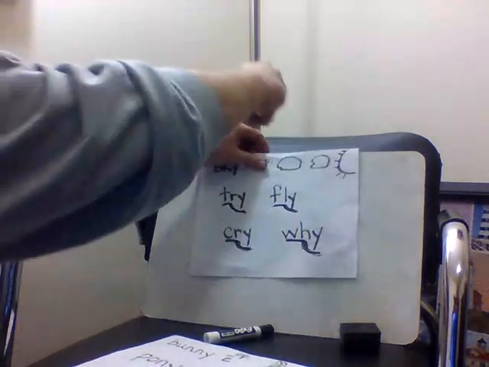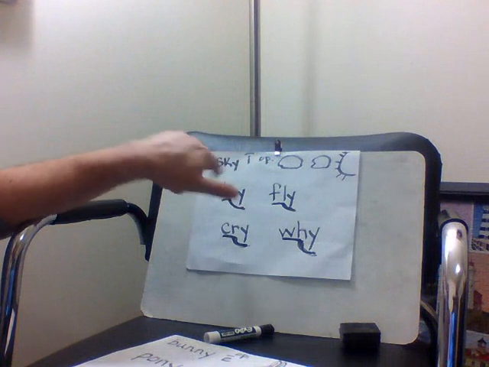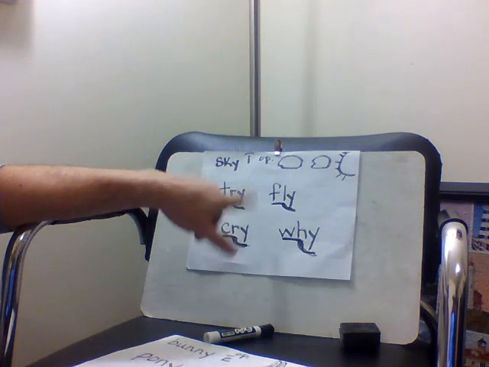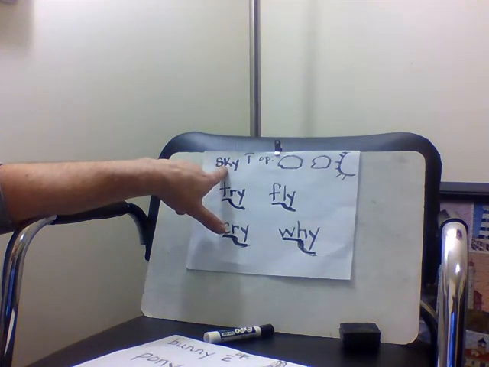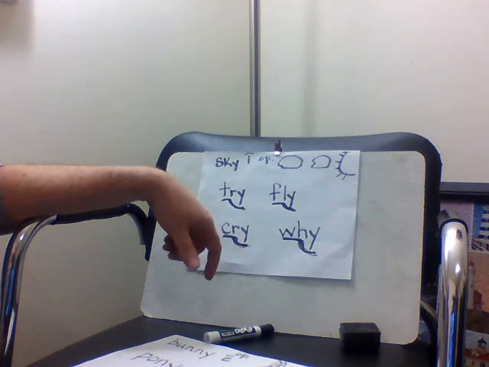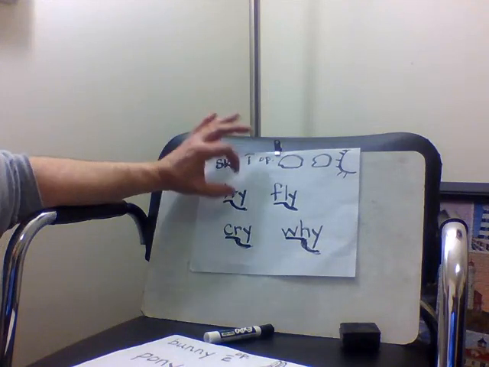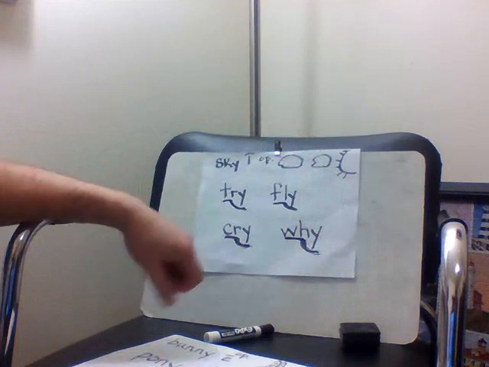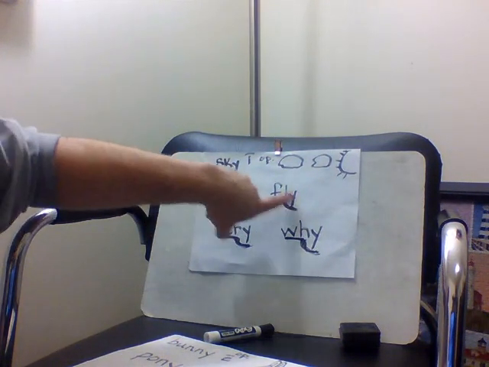Okay, let's take a look here. And here is our keyword sky, where the Y says I at the end. And just like in sky, Y usually says I at the end of a little word, where it's the only vowel sound in the word. You don't have another vowel with it. So if we know that sound and pattern in the keyword, we can read other words with the same sound and pattern. So the Y is also going to be I at the end of these little words.